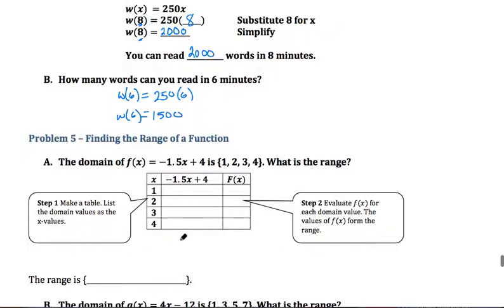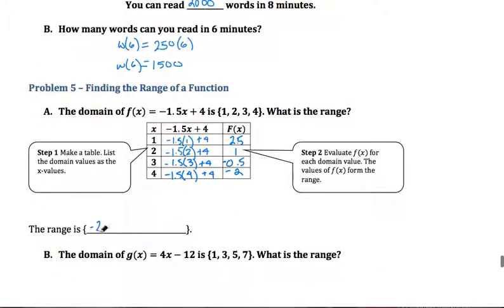Okay, so what about finding the range here? We've talked about this a lot, but we're going to keep doing it here just to see it in function notation. If the domain of f of x is equal to negative 1.5x plus 4 is 1, 2, 3, 4, what's the range? If we put this in, we're doing negative 1.5 times 1 plus 4, negative 1.5 times 2 plus 4, negative 1.5 times 3 plus 4, and negative 1.5 times 4 plus 4. This will give us 2.5, 1, negative 0.5, and negative 2. So we would say that the range, and we'll put these in order, is negative 2, negative 0.5, 1, and 2.5.